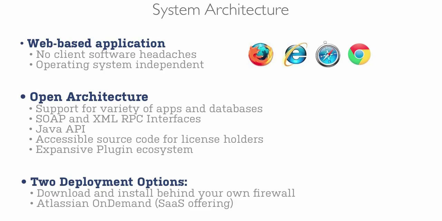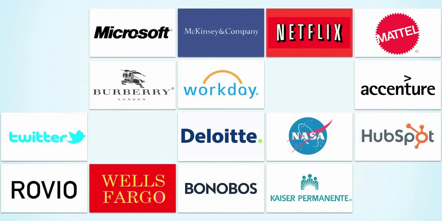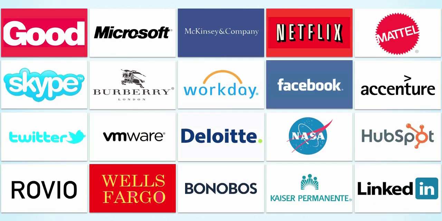There are 2 deployment options for Confluence. You can host it on your own server behind the firewall, or we can host it for you using our on-demand platform. With over 13,000 customers in over 100 countries, Confluence is used across a wide range of industries by teams and organizations, both big and small. Atlassian's customers have access to our vibrant community of staff, partners, customers, and a multitude of plugin developers.